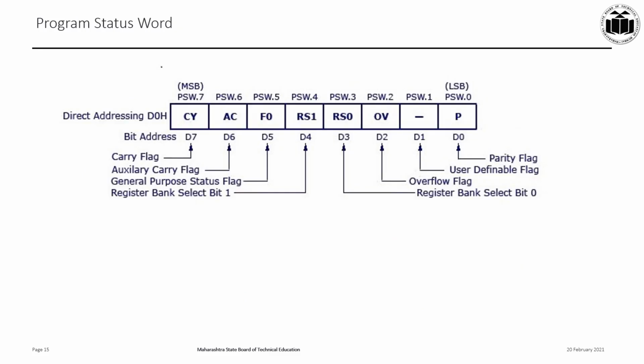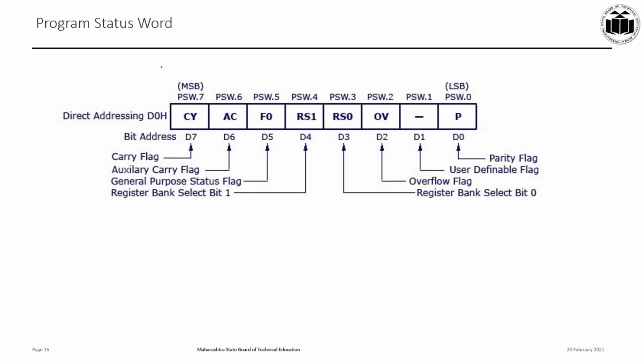The program status word. It is a flag register and it has 4 math flags and a few status flags. D7 is the carry bit. The carry flag is set when a carry is generated from the D7 bit. It is used in arithmetic, logical, jump, rotate and Boolean operations. In Boolean operation, it also functions as an accumulator.